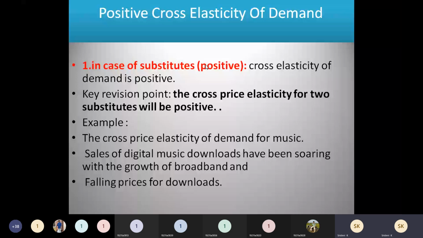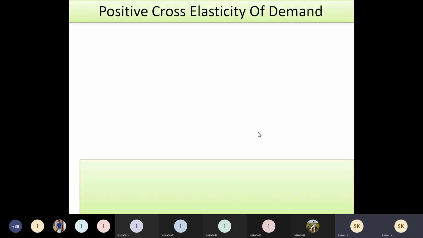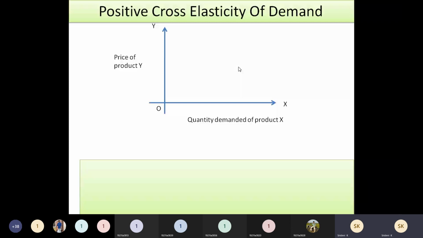For this positive cross elasticity, we are going to take the x-axis and y-axis, and show it in the graph. You must keep in mind that quantity of sales will always be on the x-axis. The thing that changes here is on the y-axis: price of product Y. And the DD curve will be flowing from left to right upwards.